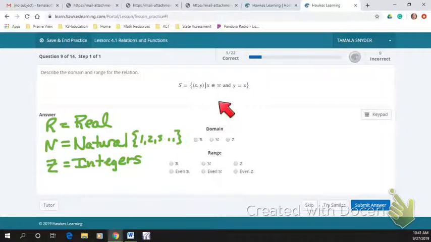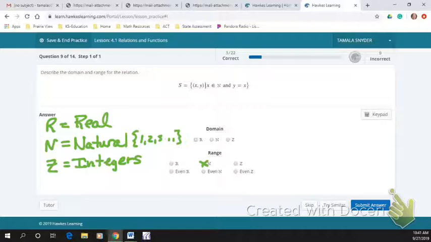All right, so it's saying you have the set of all ordered pairs, x comma y, such that x is a natural number and y is always equal to x. So it's telling you right here what the domain is. If x is an element of the natural numbers, then that means your domain is N. So your domain is going to be N.